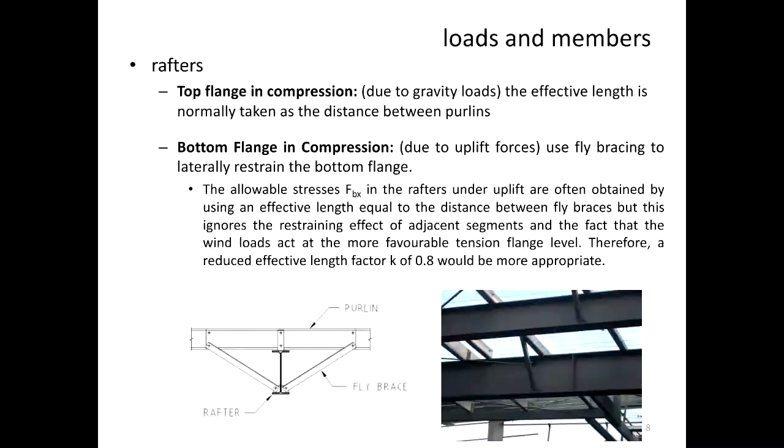So that fly brace will be at intervals, there will be one here, and so on. That then prevents the entire bottom flange from buckling. Because what happens then is the effective length of the bottom flange becomes the distance from one fly brace to the next fly brace, just as what happens with the purlin as well.